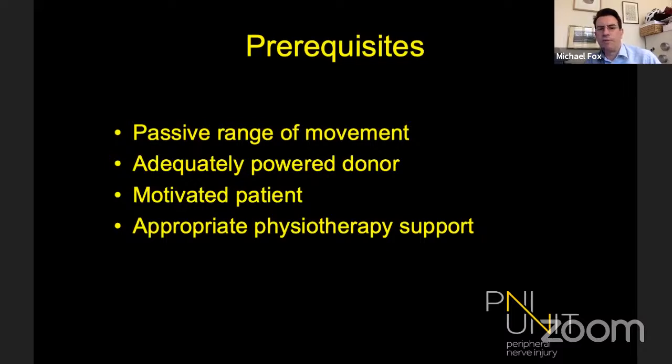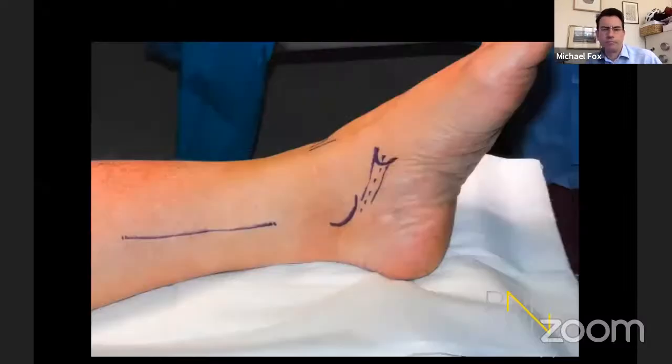You need to have, obviously, the passive range of movement. You're donor powered. The single most important thing is your patient needs to be prepared to do the therapy support, and doing it without an adequate therapy follow-up is just surgical vanity. So I'll show the circumtibial posterior tibial technique.